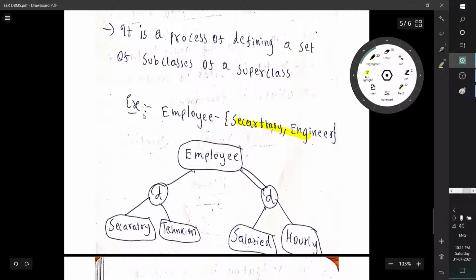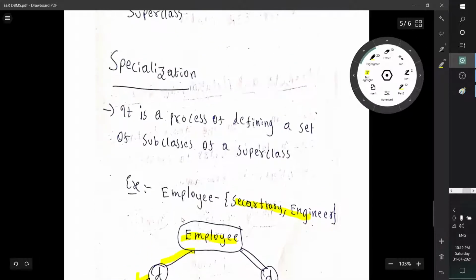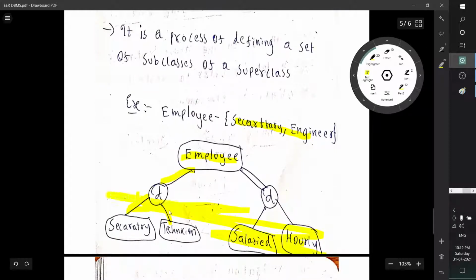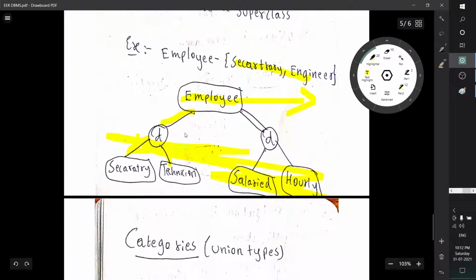So now we can just see this with an example. Employee will have a disjoint of secretary or technician. Employee can be either a secretary or a technician. So disjoint will be placed in between them to represent only one thing. So employee can be only one thing: either he can be a secretary or he can be a technician. So specialization is a process of defining a set of subclasses of a superclass. So these are a set of subclasses and this is a superclass. So this is all about specialization.